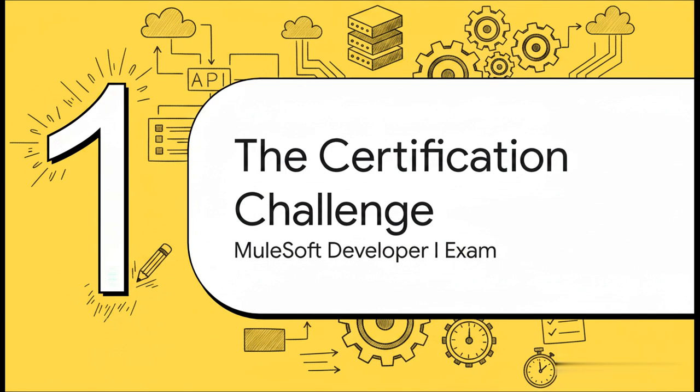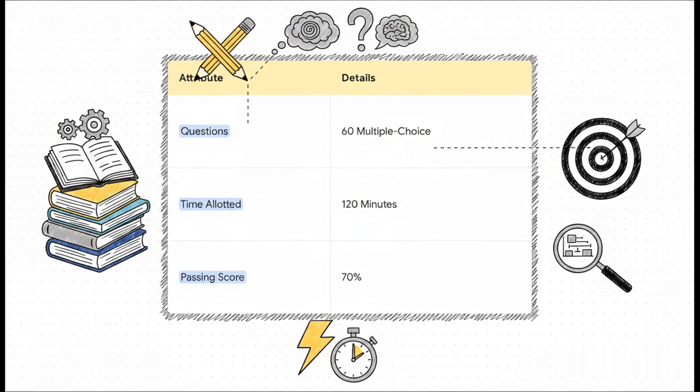So let's break down what you're actually up against. Here are the hard numbers. You've got 60 multiple-choice questions and just 120 minutes on the clock. Oh, and you need to hit a 70% to pass. That breaks down to about 2 minutes per question, which means you have to be fast and you have to be right. The pressure is definitely on.